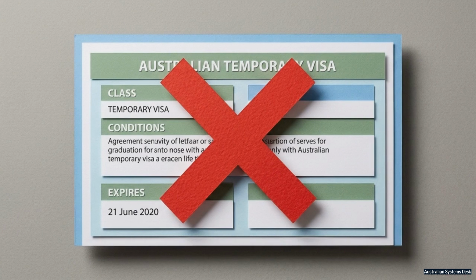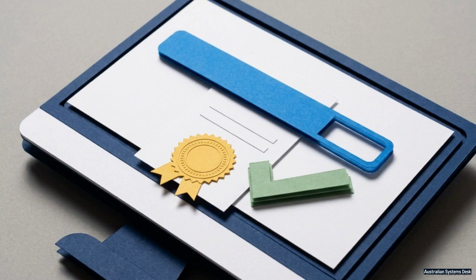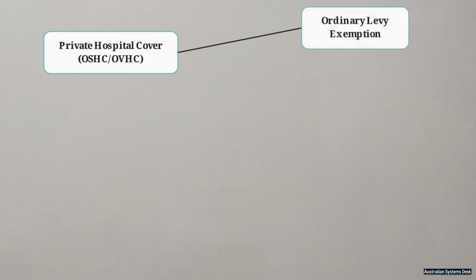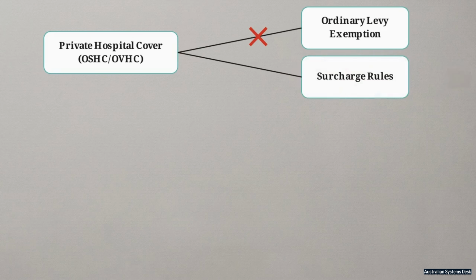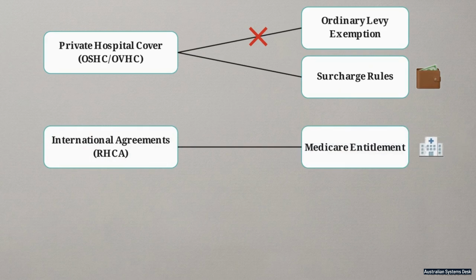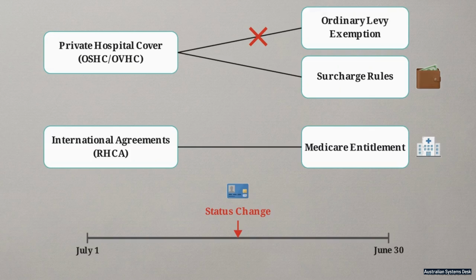This is why holding a standard temporary visa does not guarantee an exemption. You have to prove your specific legal status through the proper bureaucratic pathway. Holding private insurance, like overseas student health cover, does not equal a Medicare levy exemption. It affects the surcharge. Also, reciprocal healthcare agreements can grant Medicare entitlement regardless of insurance. Finally, applying for permanent residency mid-year alters eligibility dates, preventing a full-year exemption.